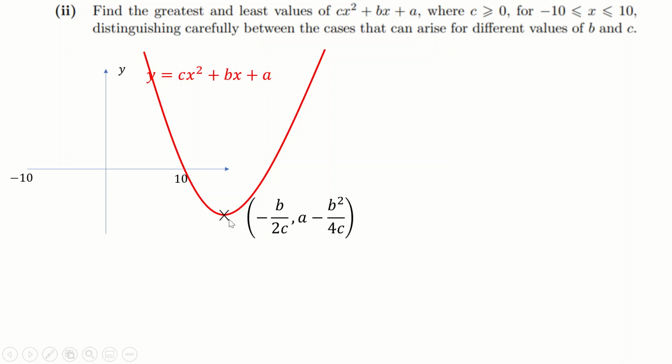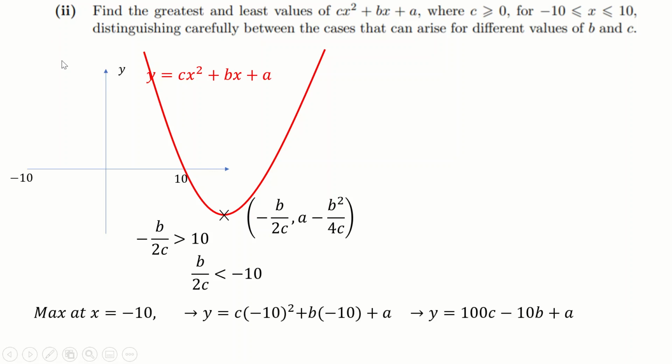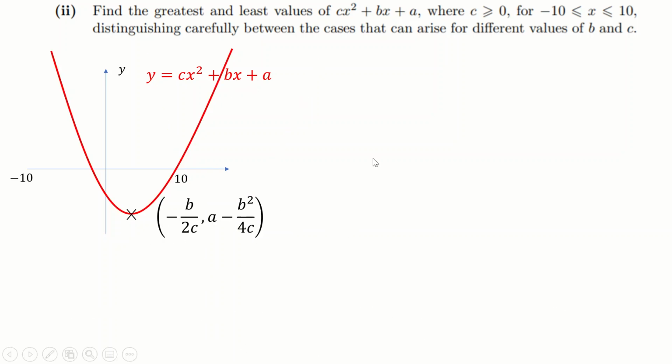The next case I decided was when the minimum point was way over here. That means minus b over 2c is greater than 10. Times both sides by minus 1, flip the sign, and that's actually maybe the case in more simple terms. The minimum this time is when x is 10, and the maximum was when x is minus 10. We talked about that earlier. Put those numbers in, and we get our two answers for that one. Write them down nice and clearly for the examiner, and move on to your next case.